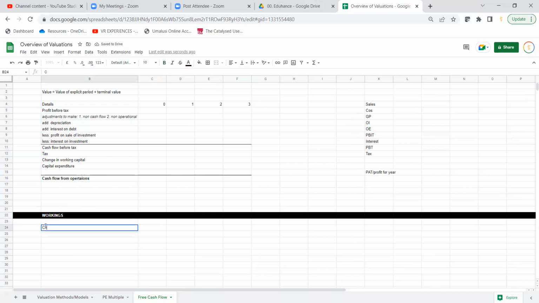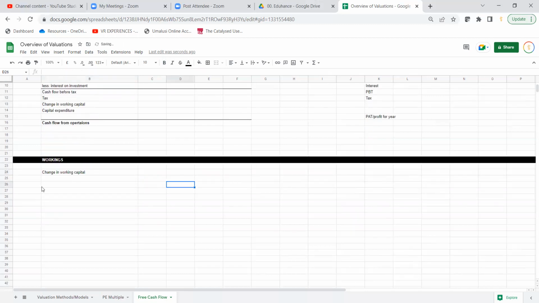Okay, so change in working capital would look as follows. You will list the various types of working capital. You must see how the question is provided, but typically on a detailed level it will look as follows: debtors, inventory, cash. There could be anything else as well, and then creditors. These are the typical ones.